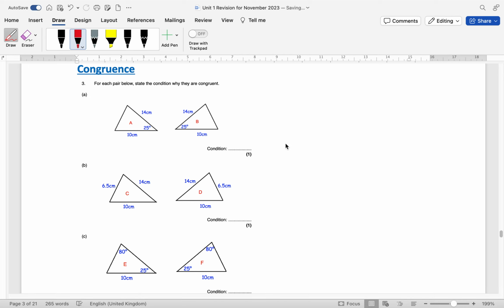Congruence. Okay, three conditions for congruence. SSS, 3 sides equal. SAS, 2 sides equal and the angle between them. Or ASA, 2 angles equal and the side between them. By congruent, I mean identical.